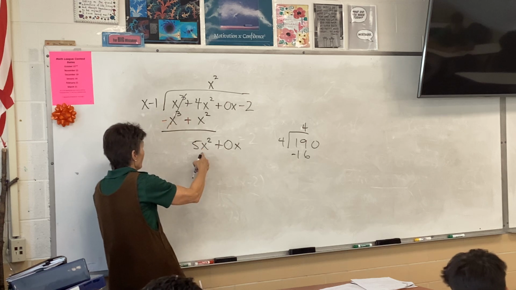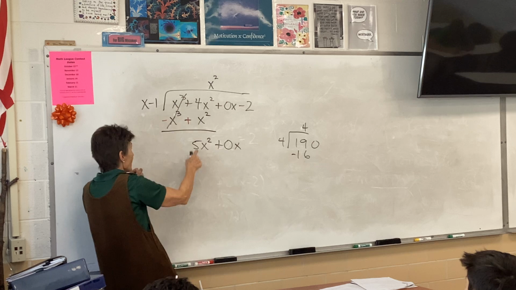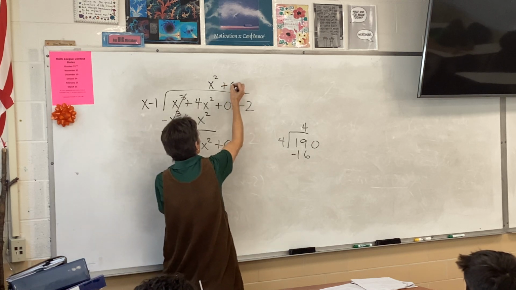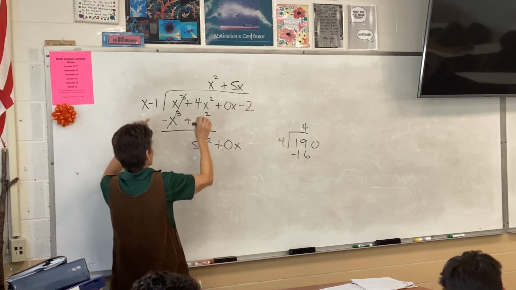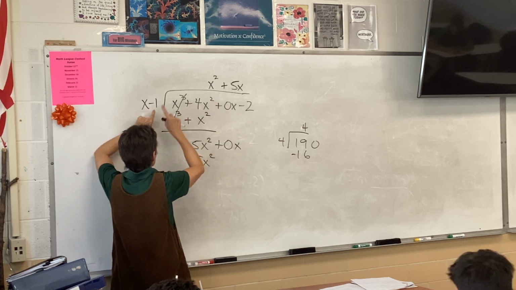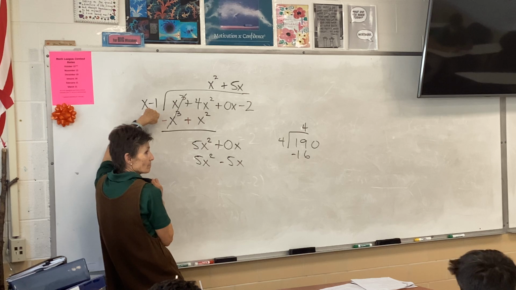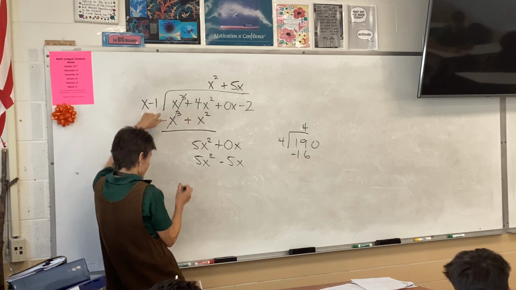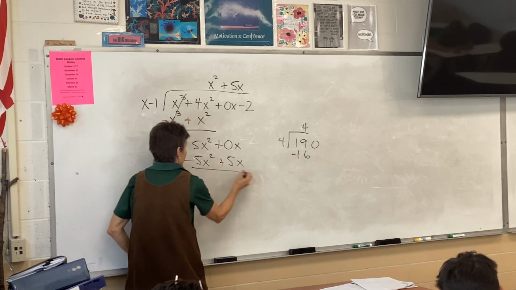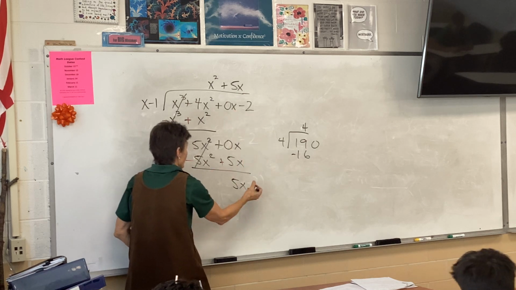So now I need to multiply, put something up here. So when I multiply times x, I get 5x squared. So 5x. So 5x times x, 5x times negative 1. Everybody good? So now I'm going to subtract. These will be gone again. And now I have 5x and bring down my 2.